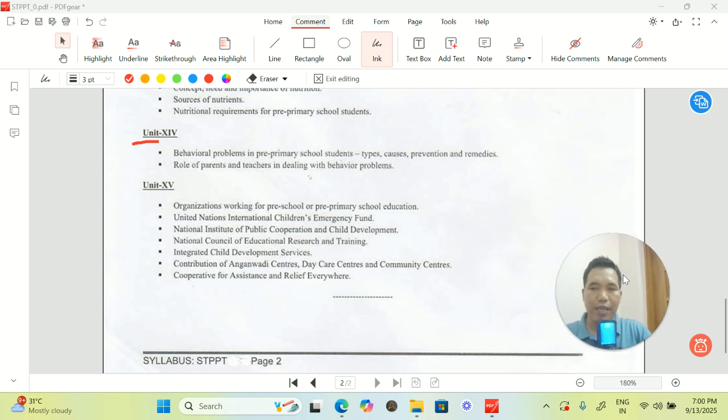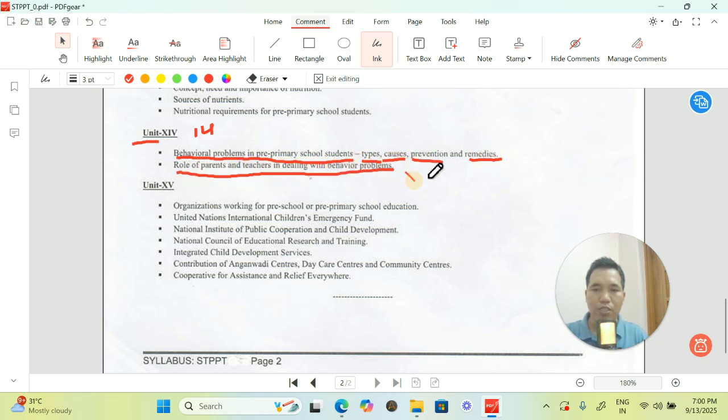Based on unit 14, we'll try to discuss today behavior problems in pre-primary school students, their types, causes, prevention and remedies, and the role of parents and teachers in dealing with the behavior problems. This is a very important topic. You might get four to six questions from here. So this is the point that we are going to discuss today.